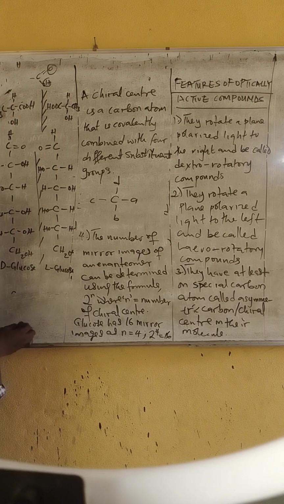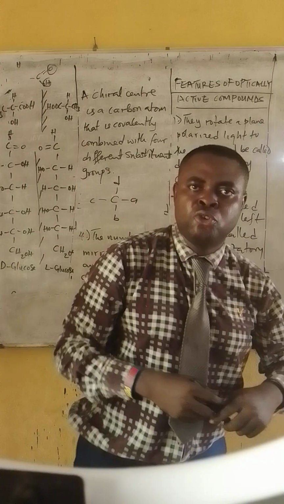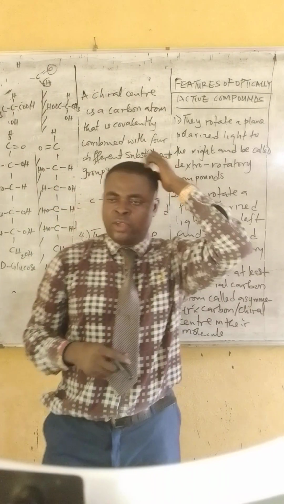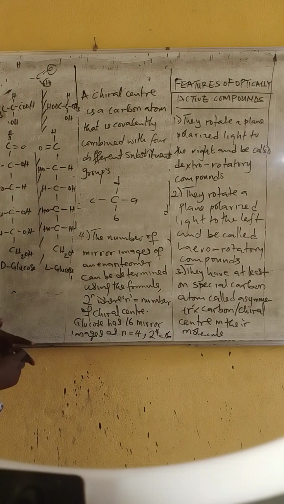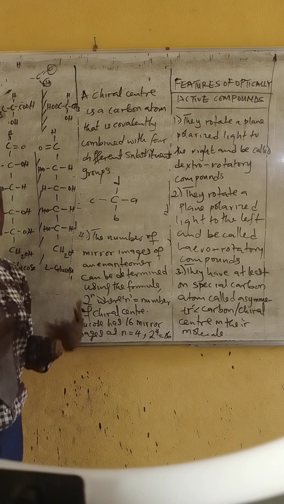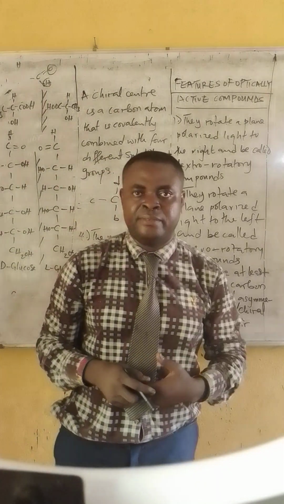So that is that. So we are drawing the cuttings here for enantiomers. I hope you understand enantiomers. In the next video, we are going to look at their stereoisomerism.